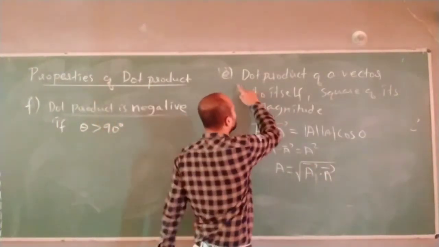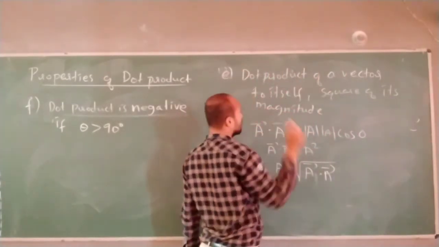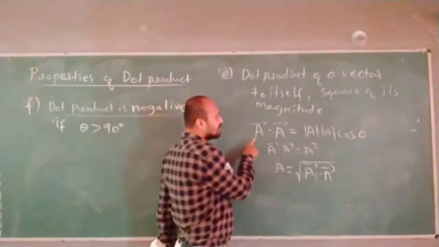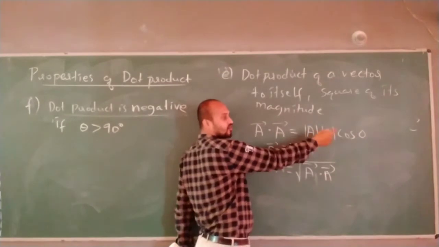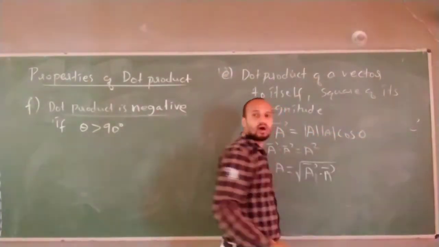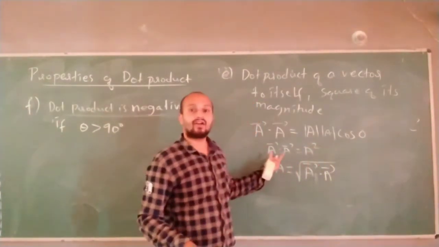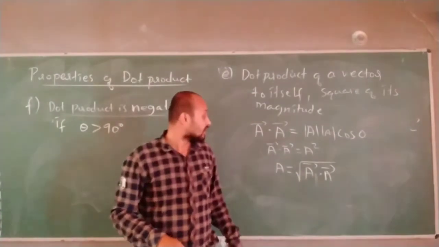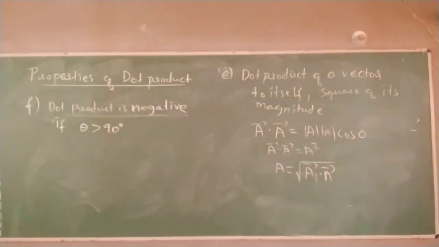The dot product of a vector with itself gives the square of its magnitude. If I do the dot product of the same vector, A dot A, we get magnitude of A into cos 0, since the angle between two same vectors is 0. So A dot A is equal to A square, or A is equal to root of A dot A.